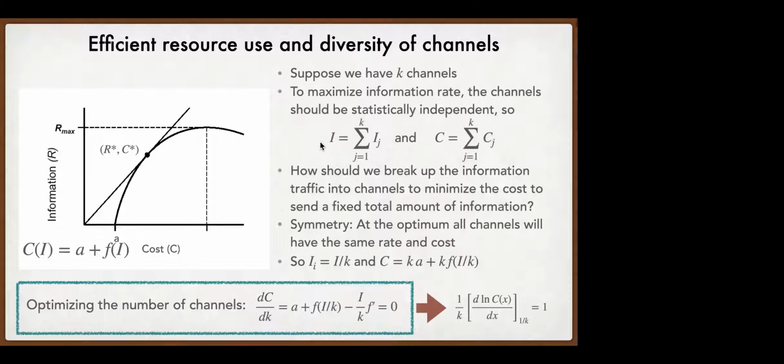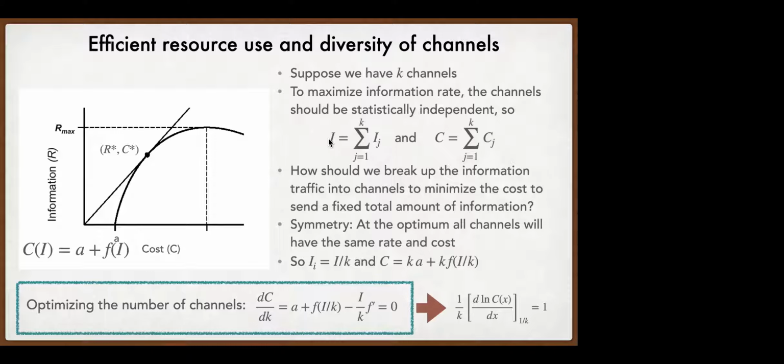Now, these are independent channels, so the cost also sums up between all of these channels. So I'm asking the question, how should you break up the total information traffic into channels to minimize the cost to send a fixed total amount of information? That total amount, the fixed amount, is fixed by your behavior. You need a certain amount of visual information. The only choice you have is how to break it up into different pieces.